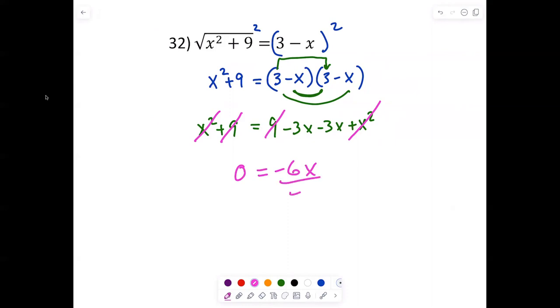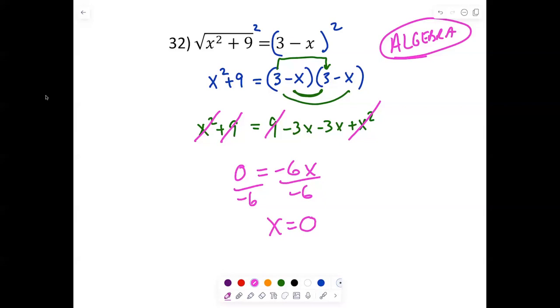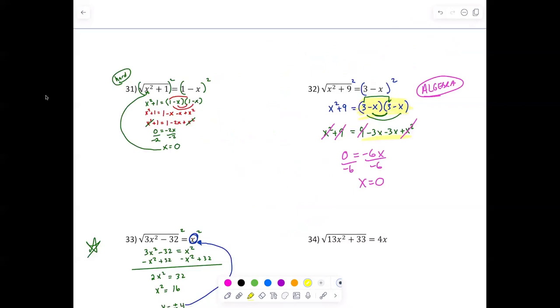Now I divide both sides by negative 6. And so x is just what? 0. 0 divided by anything is 0. All right. So that was a lot of algebra for that problem. Most people forget this part. Most people forget to multiply that out properly. Make yourself a note. 31 is the same thing.